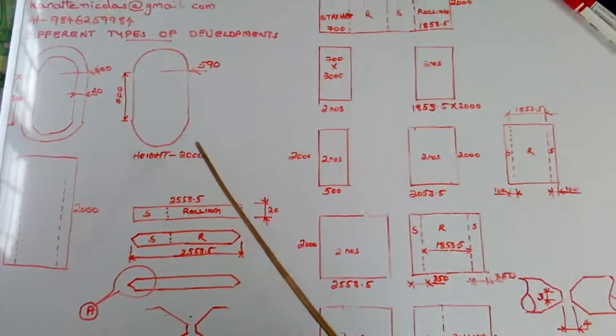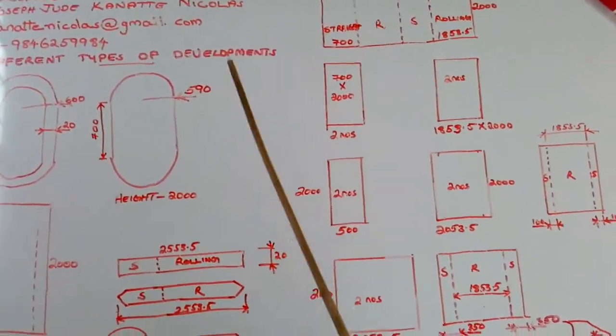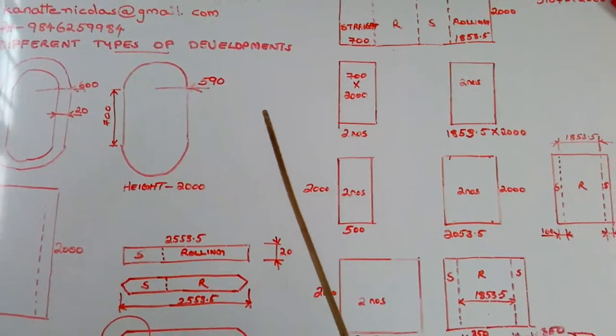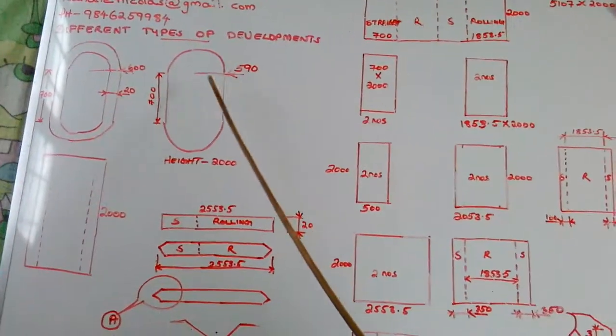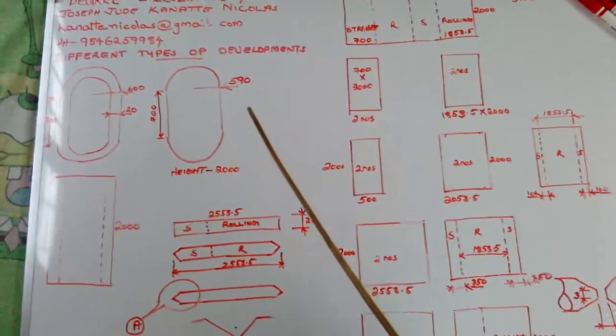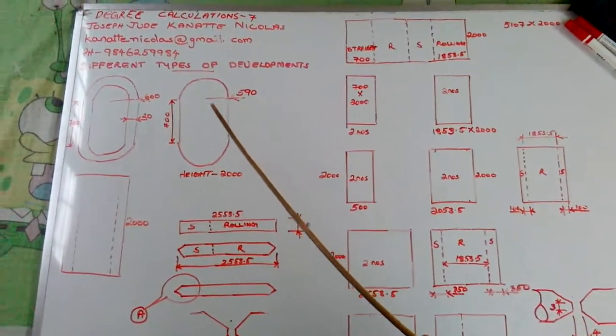Instead of elevation, I just wrote height 2000, because we are studying development only. We are not wasting our time drawing these kinds of wall pictures. Next time I will be giving you only this kind of diagram, and with this diagram you have to find out the development.